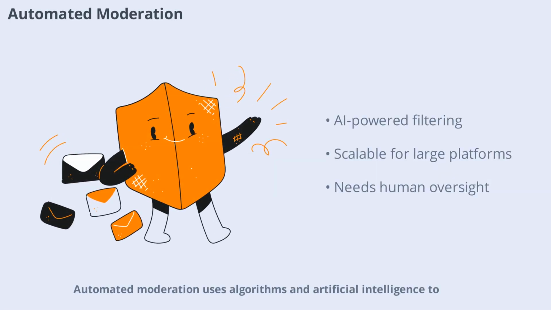Automated moderation uses algorithms and artificial intelligence to detect and filter content based on predefined rules. This method is highly scalable and can process large volumes of content quickly. However, it may struggle with context and nuance, sometimes resulting in false positives or negatives. Automated systems are best used in combination with human moderators to ensure accuracy and fairness. As technology advances, automated moderation continues to improve, but human oversight remains essential.